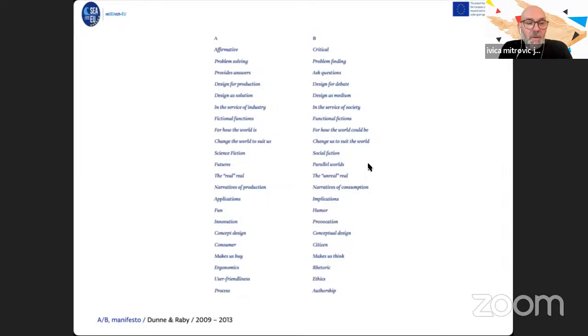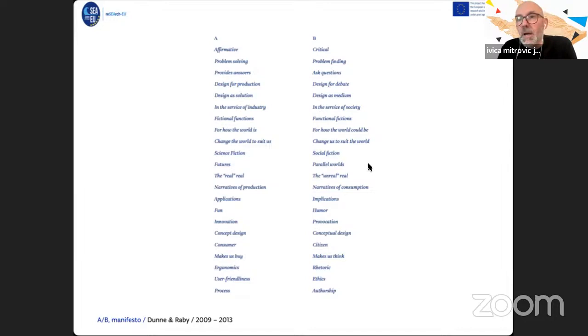And here we see a kind of manifesto of this new critical approach to design, where we can see the difference between traditional design practice and the critical design practice, which later became speculative design practice, basically starting with this main idea about going from problem solving in design to problem finding, going from providing answers to asking questions.